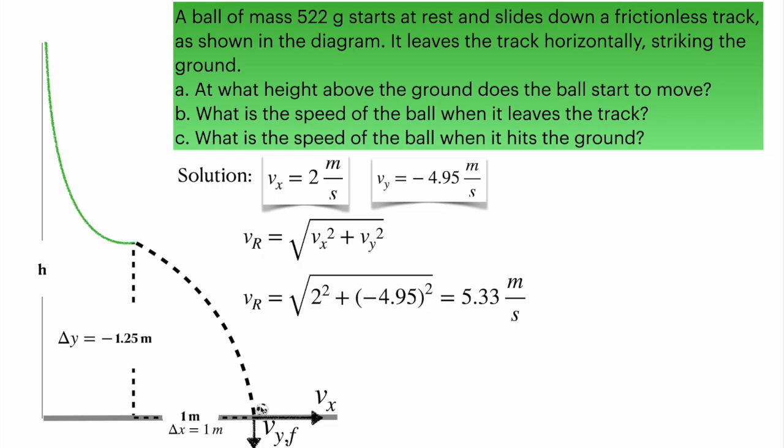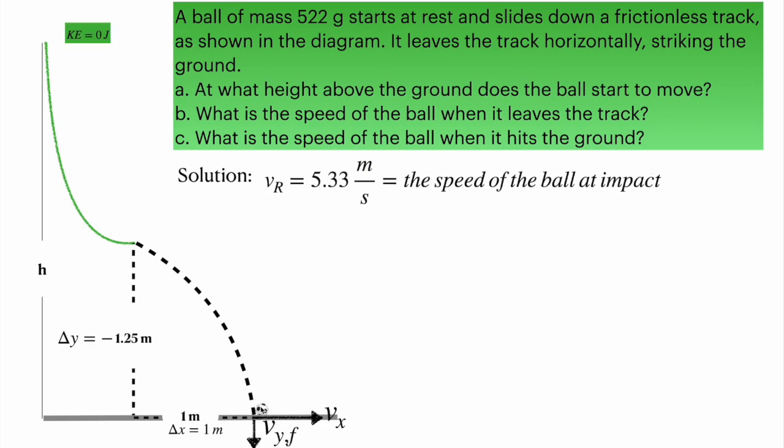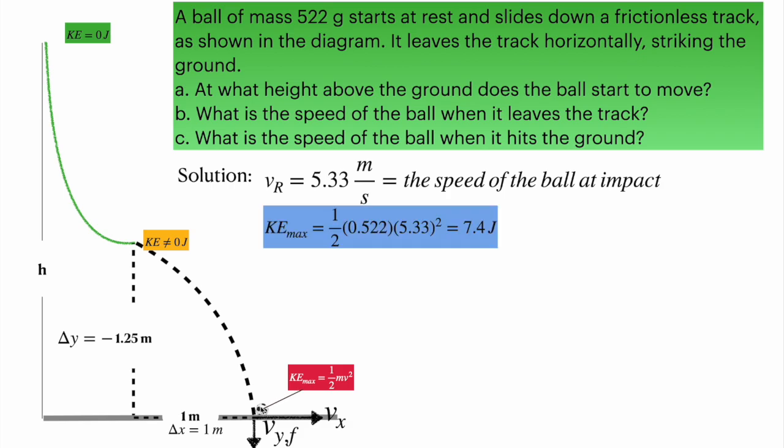Now we need to find the height. For finding the height, I chose to solve it with the mechanical energy, as you remember from the beginning of the video. Kinetic energy at the top is 0, and kinetic energy in the middle is not 0, and kinetic energy at the end is supposed to be maximum, because all the potential energy has been converted to kinetic energy. So it's maximum at that point. So kinetic energy maximum, you can find it.